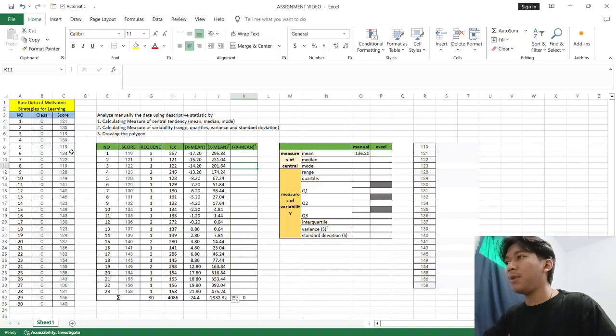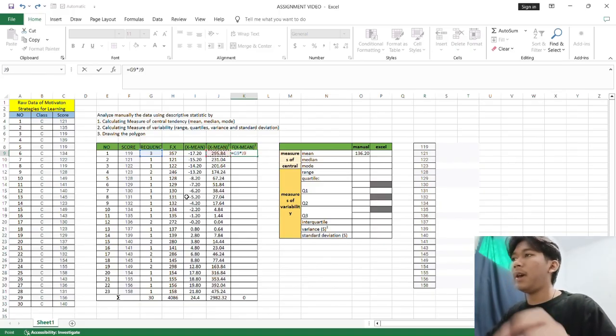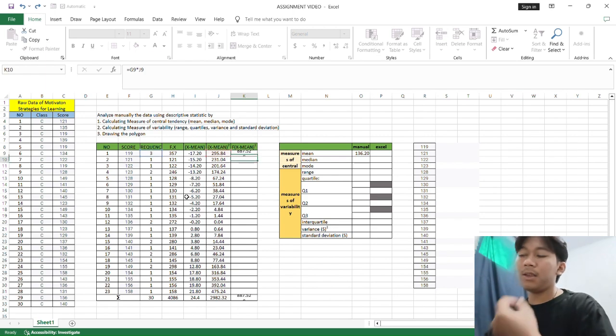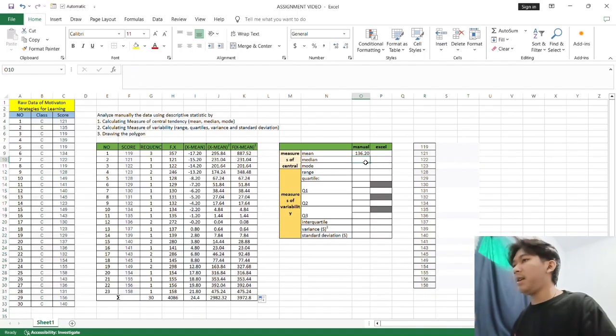And then the next is we're gonna multiply our frequencies by x minus mean squared. So it's gonna be like this. Click on our frequency, then add the star symbol, and then click on the x minus mean squared, then hit enter, and there we have it.